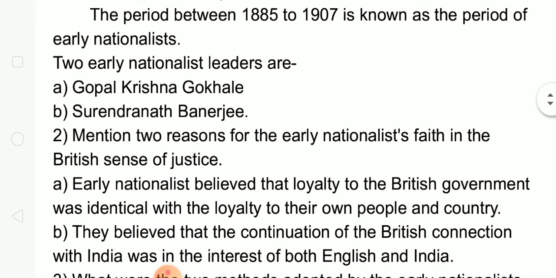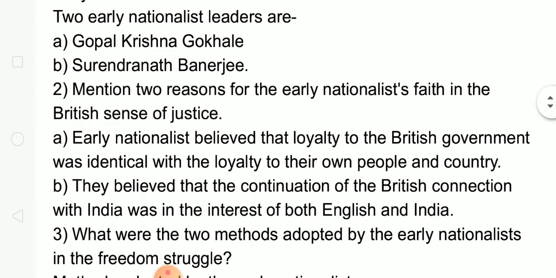Second question. Mention two reasons for the early nationalist faith in the British sense of justice. Early nationalists believed that loyalty to the British government was identical with the loyalty to their own people and country. Second, they believed that the continuation of the British connection with India was in the interest of both English and India.